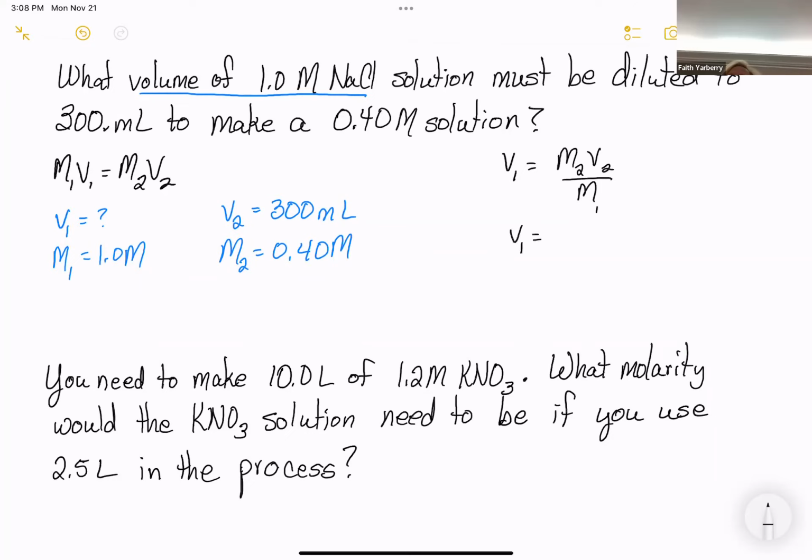So our V1 is equal to 0.40 times 300, all divided by 1.0. So V1 comes out to be 75, I think. No, wrong. Comes out to be 120. And that would be in milliliters because that was the unit of our volume to begin with.